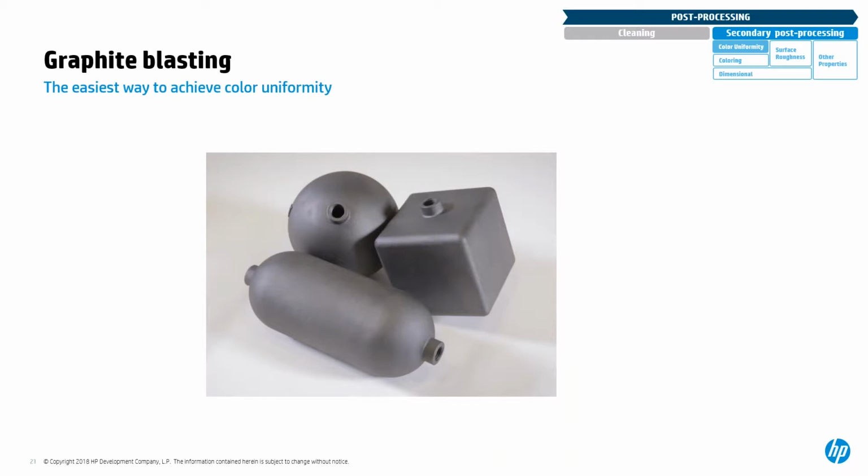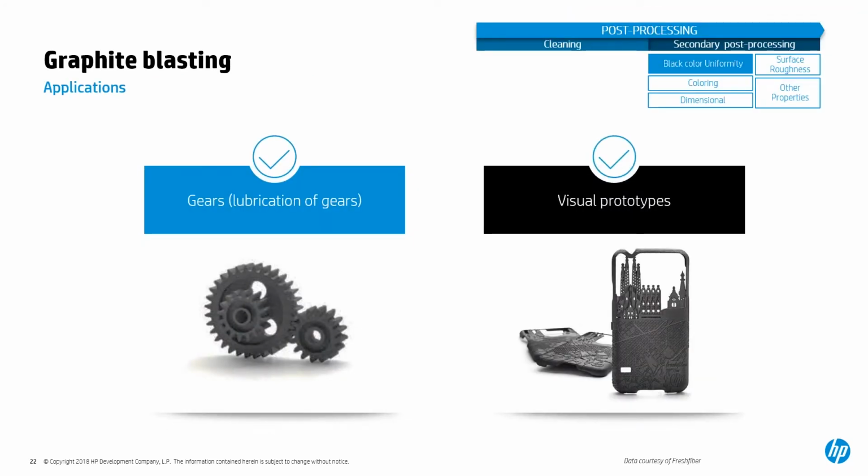So then if we move into another post-process that is used to improve the color uniformity, we have the graphite blasting. So the graphite blasting is able to provide a metallic look and feel, as the one you can see in the slide. This post-process is recommended for applications where it's interesting to have a certain level of lubrication, because graphite is a natural lubricant. So one option could be in gears, for example, or it could also be used in visual prototypes where this look and feel is interesting.